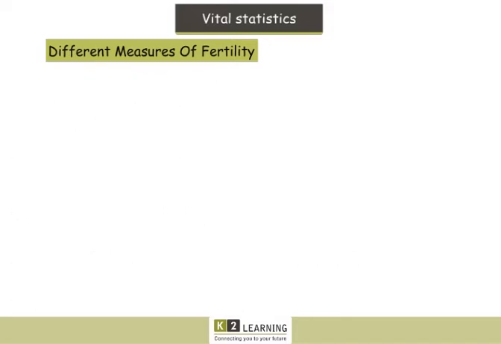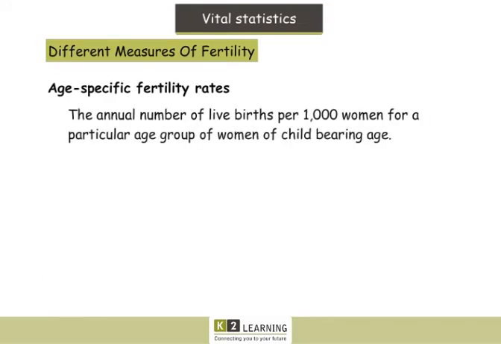The third measure of fertility is age-specific fertility rates. The annual number of live births per 1,000 women for a particular age group of women of childbearing age.